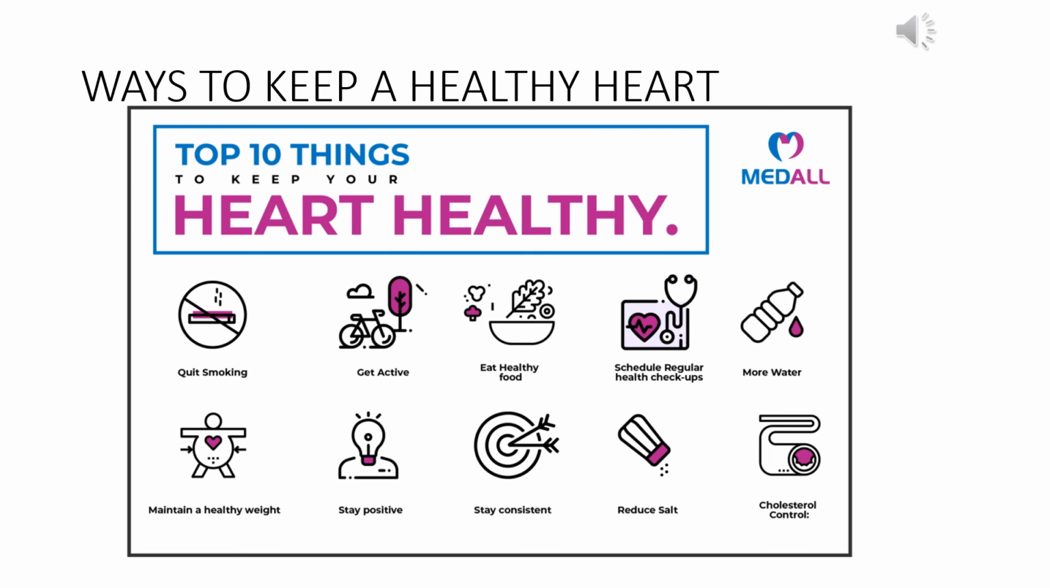We need to have a balanced diet. A balanced diet consists of carbohydrate, protein and fat. So we need to have a balanced diet and we need to avoid junk food like chips, burgers, pizza, etc. We also need to schedule regular health checkups with our doctor. Whenever we are experiencing some pain in our chest or in our back, we need to see the doctor.